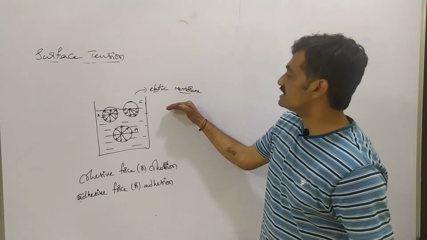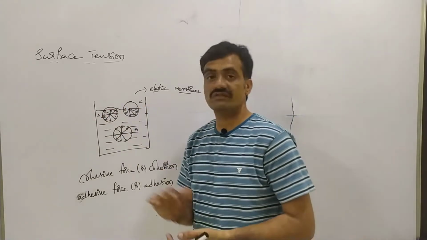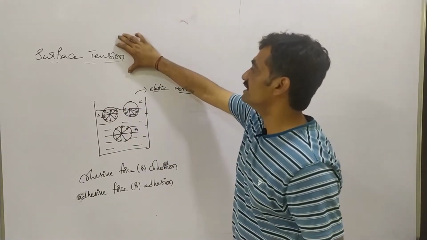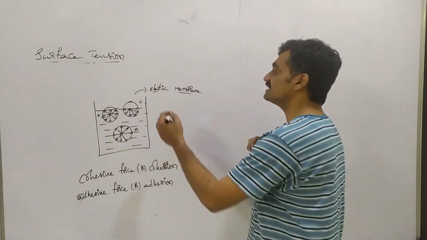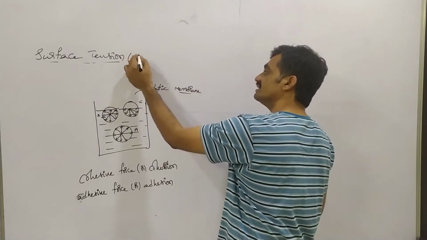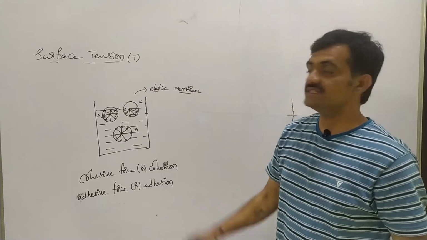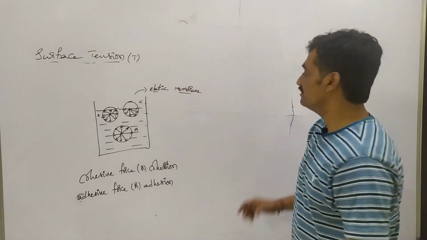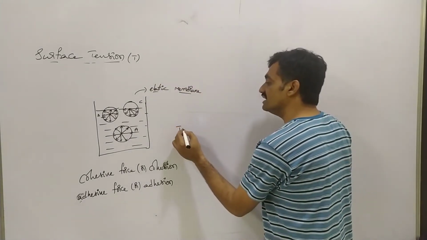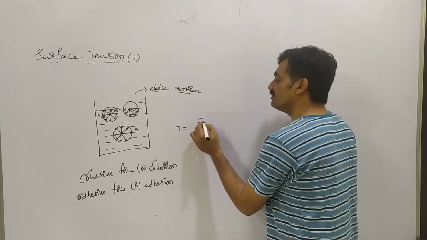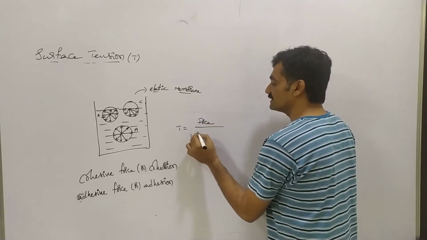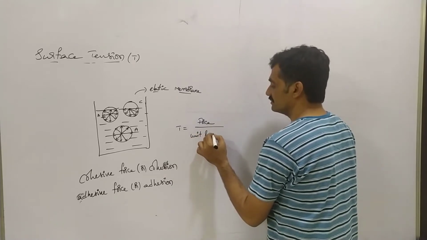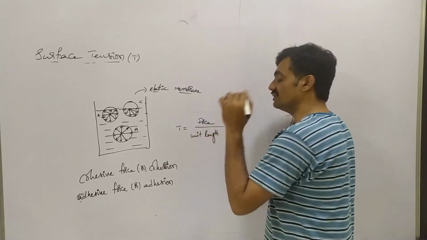The elastic membrane which is stretched on the surface is represented as surface tension, and this surface tension is represented by T, where surface tension is given as force acting per unit length.